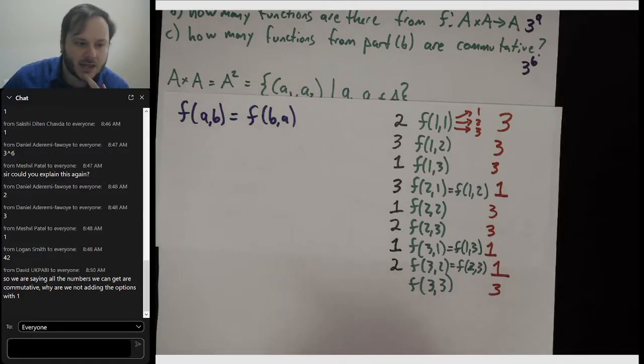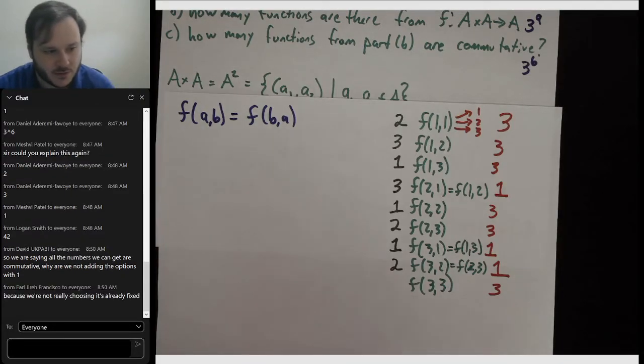Why are we not adding the options with 1? We're saying all the numbers we can get are commutative. Why are we not adding the options with 1? I'm not sure I follow the question.